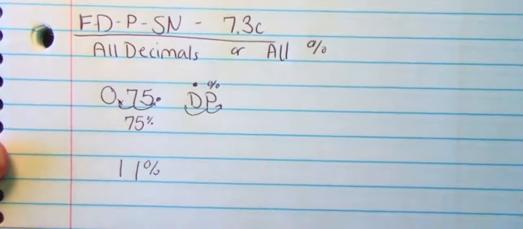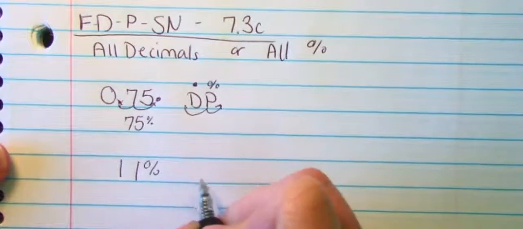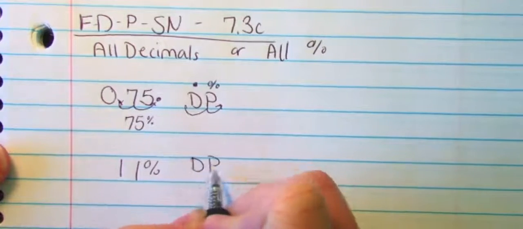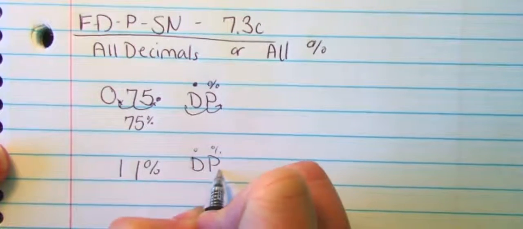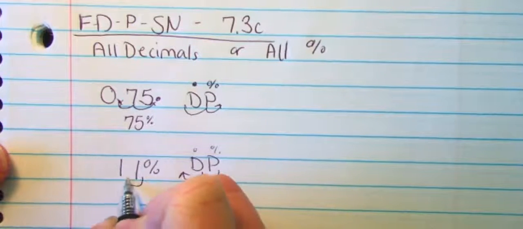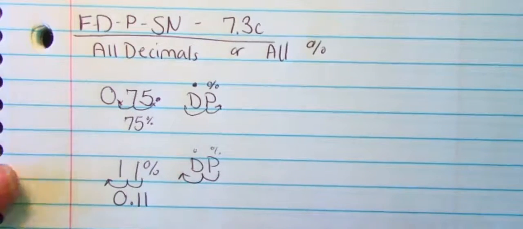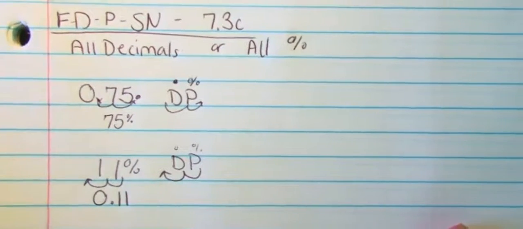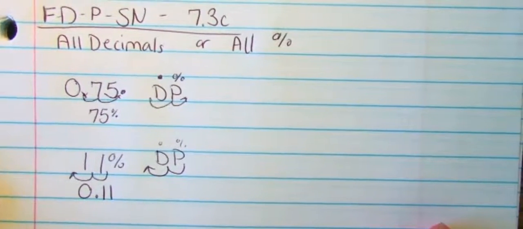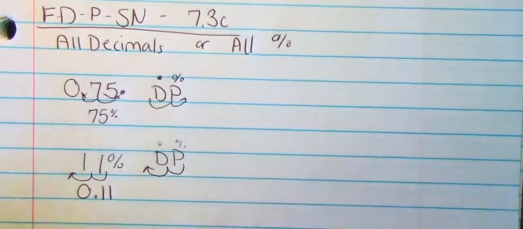But vice versa, if I had, say, 11% and wanted to turn it to a decimal, because I like to compare in decimals, then I would have to go the opposite way. I would go 2 to the left, and we ended up with 0.11. So most people do fine on decimals and percent. The part that kills people is those scientific notations.